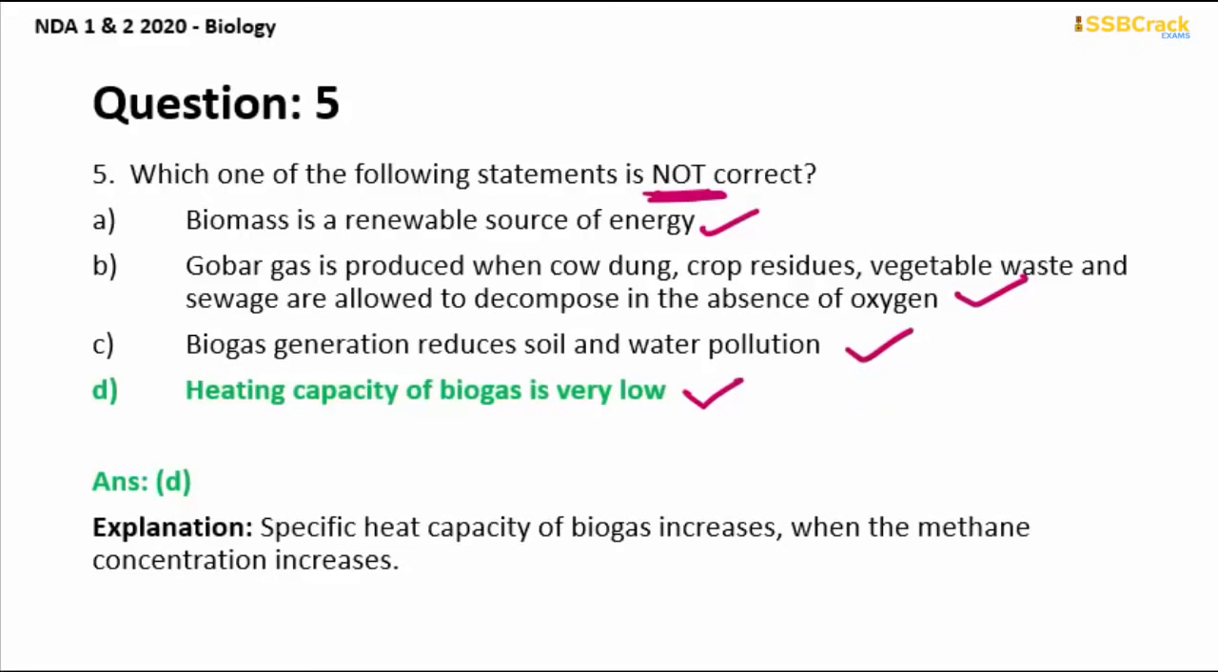So talking about heating capacity of biogas, we cannot say it is very low. Why? Because specific heat capacity of biogas increases when methane concentration increases and vice versa. So we cannot pinpoint and say that heating capacity of biogas is very low. That is why in this scenario, this statement is not right. Got it? Clear? Let us move on to the next question.